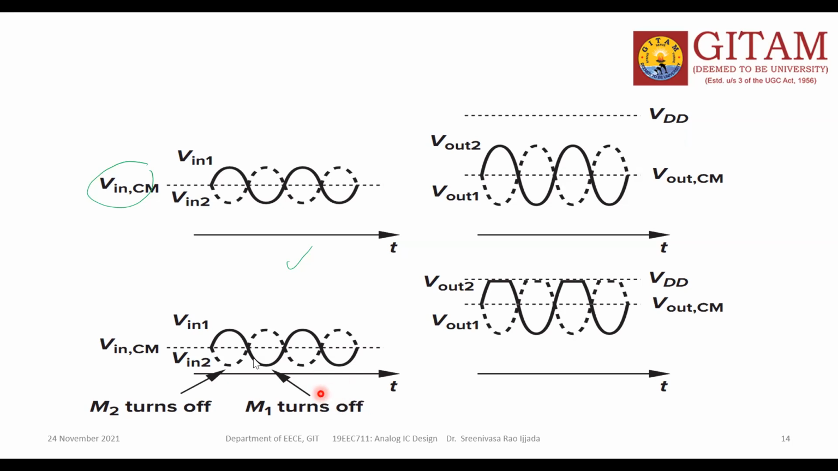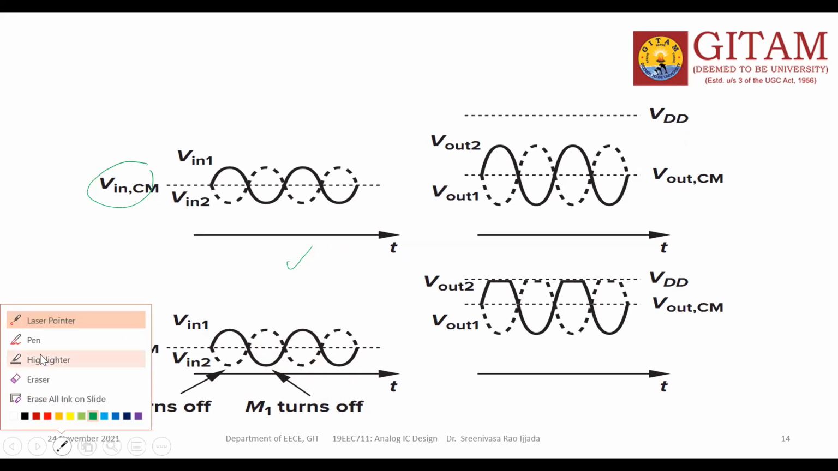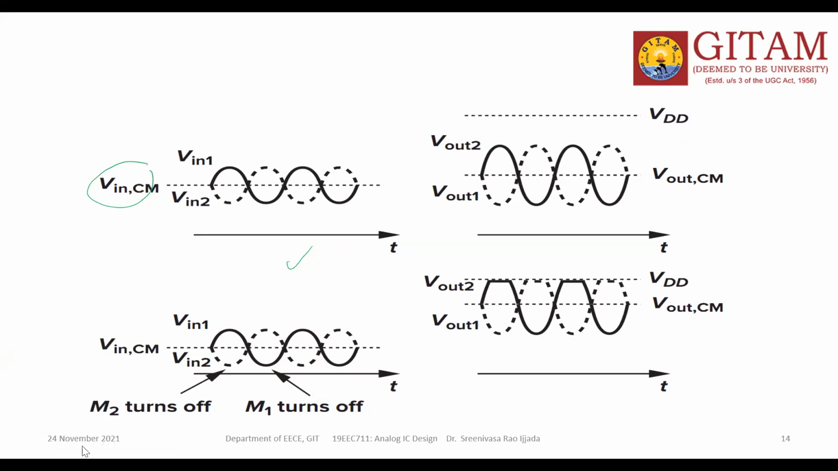Suppose when compared to these two, this is somewhat low. So both are having some low common mode value compared to this. Otherwise you can see the difference. I can show you one difference, so you can understand that.